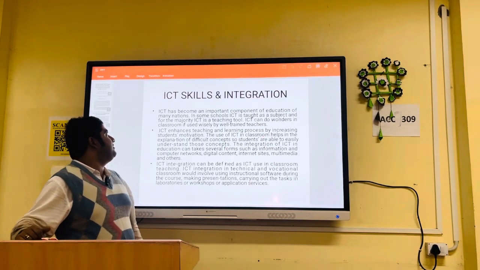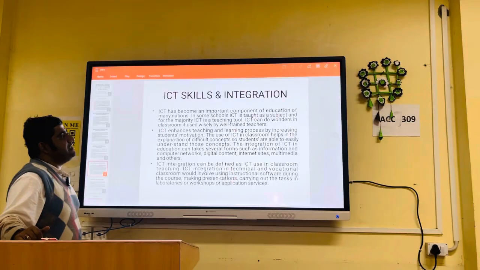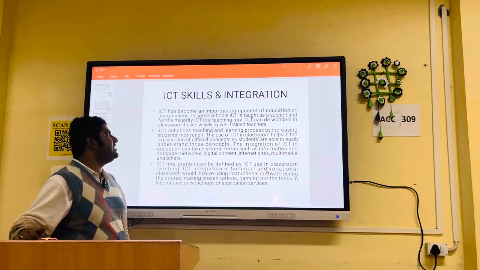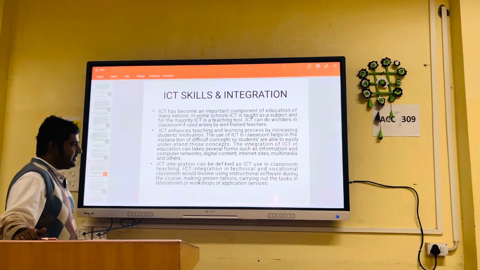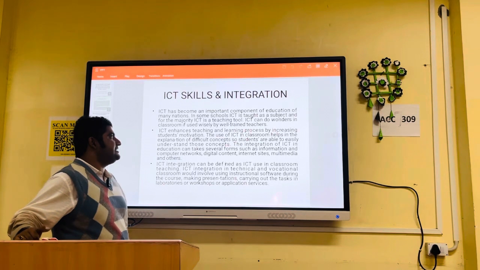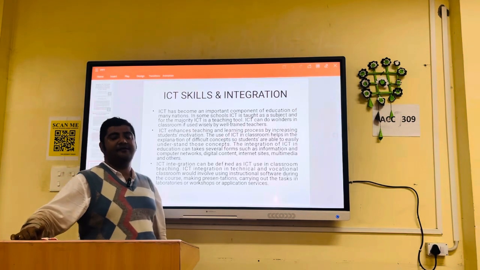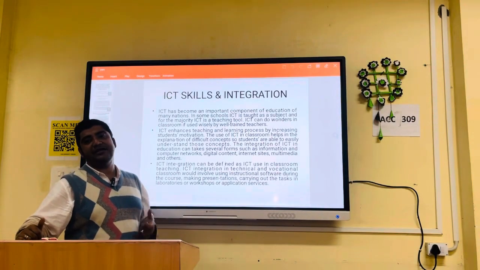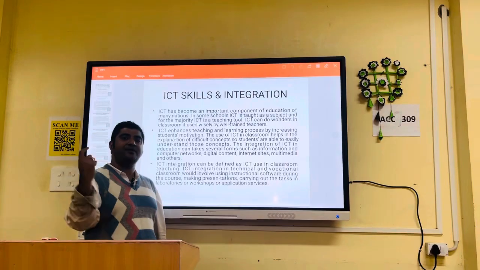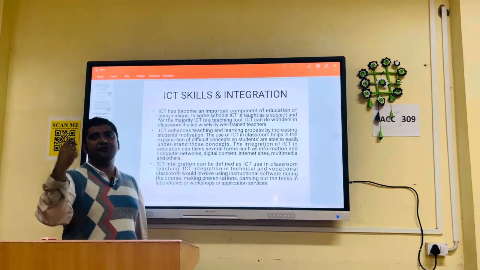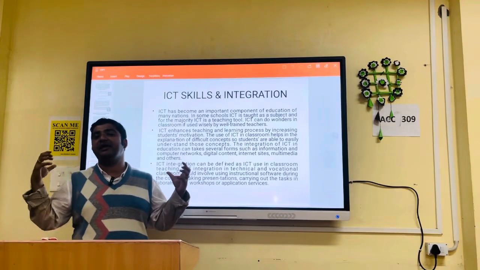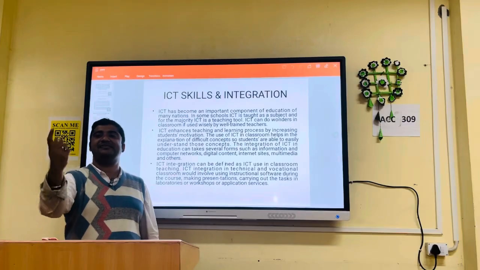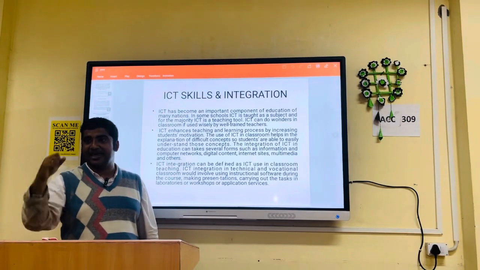ICT skills and integration. ICT has become an important component of education of many nations. In some schools, ICT is being taught as a subject. ICT enhances the teaching-learning process. Here in this slide, I want to comment that at school, college and university level, from humanities to science to engineering to communication, ICT can be incorporated and integrated. It can be used as a facilitator model when the teacher is absent.